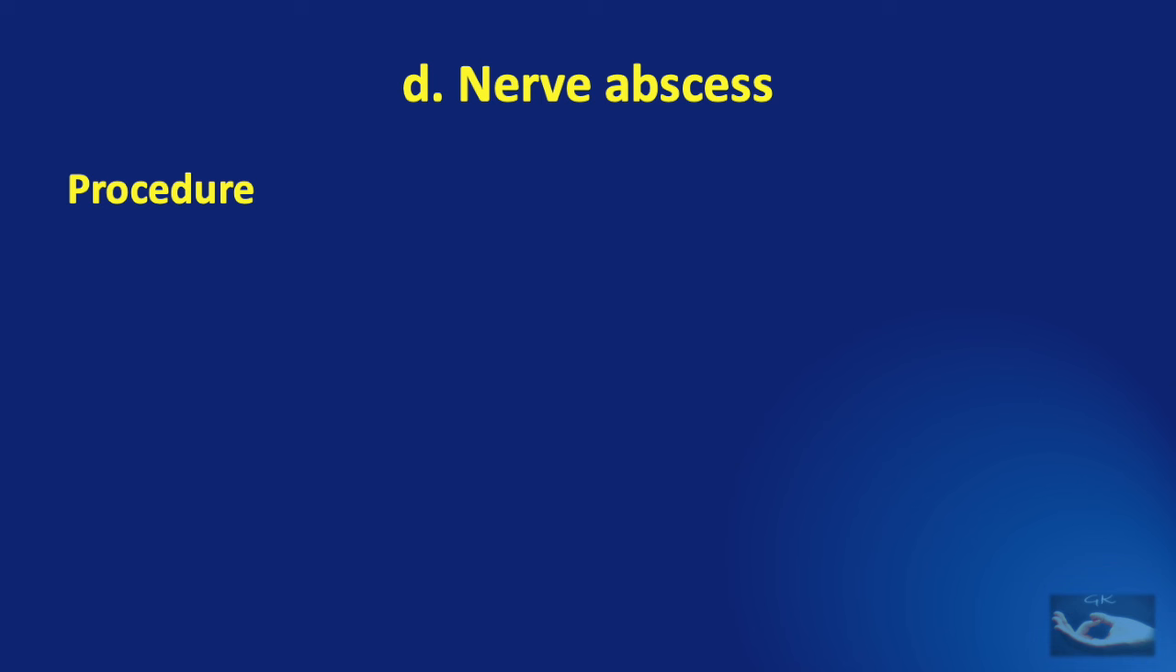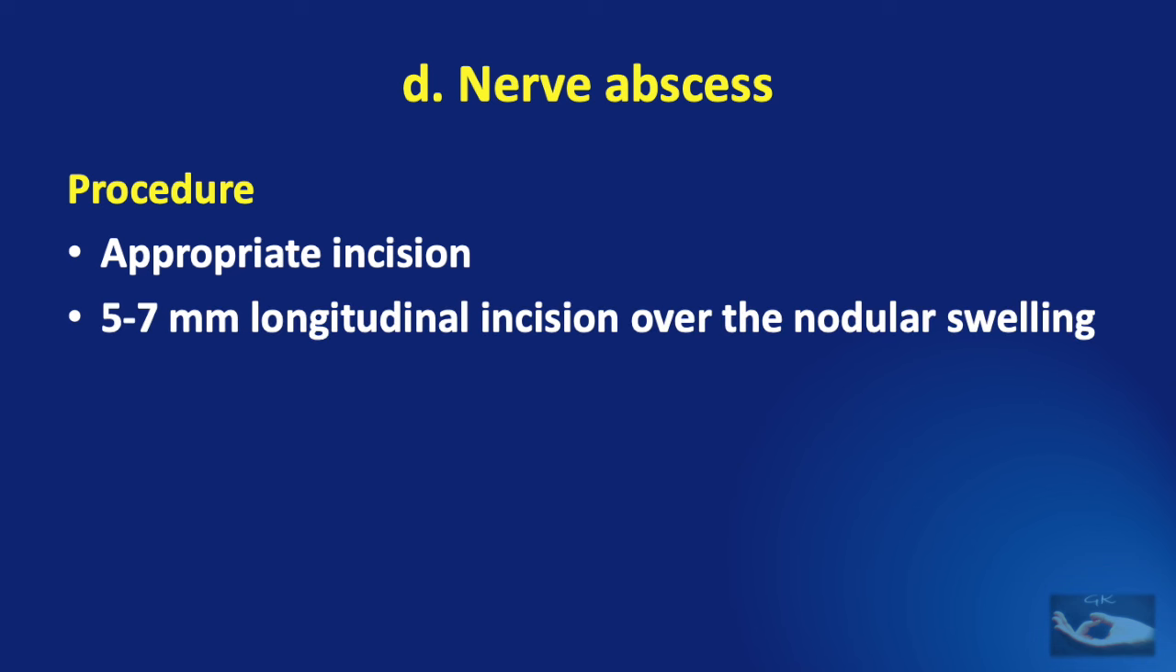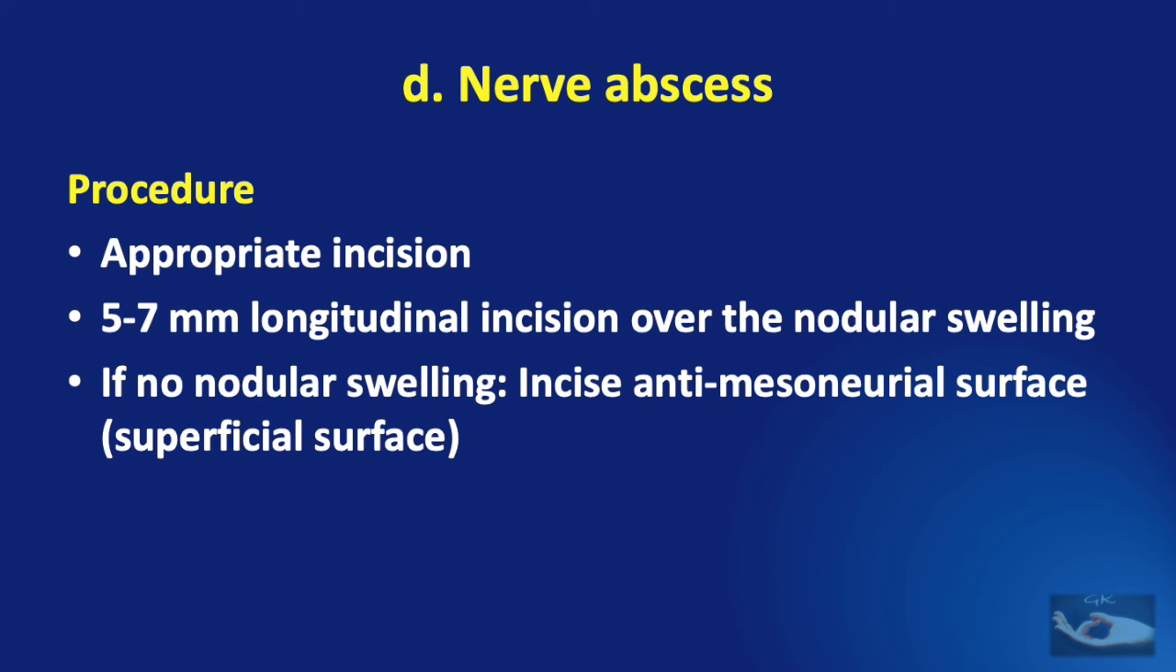The procedure of decompressing a nerve abscess consists of an appropriate skin incision, 5 to 7 mm longitudinal incision over a nodular swelling if it is present on the nerve, and if there is no such nodular swelling, an incision needs to be made on the anti-mesoneurial surface, that is, superficial surface of the nerve.